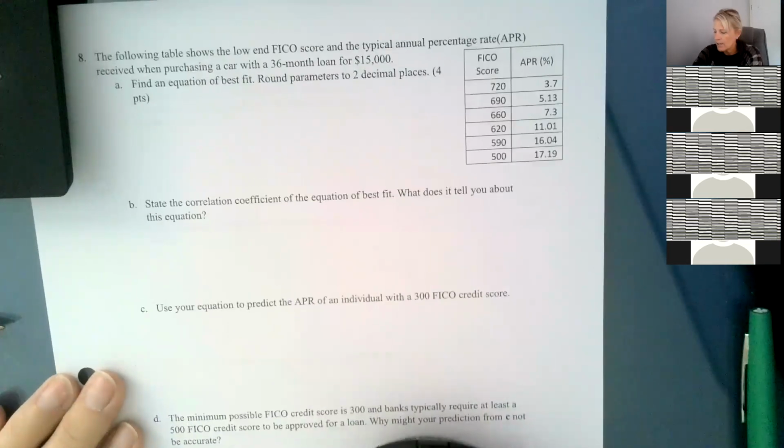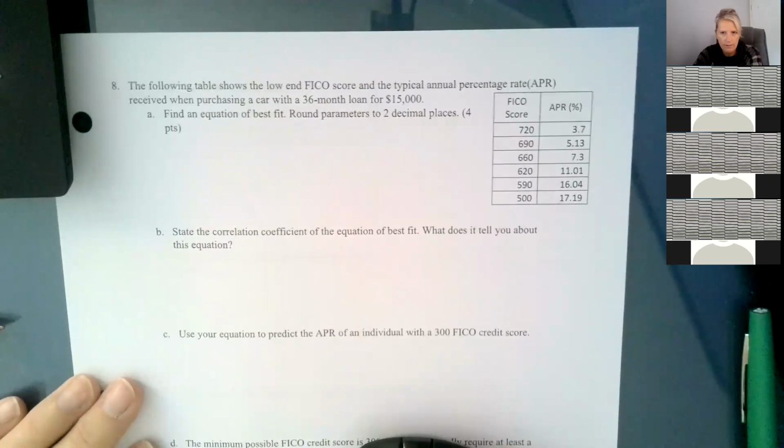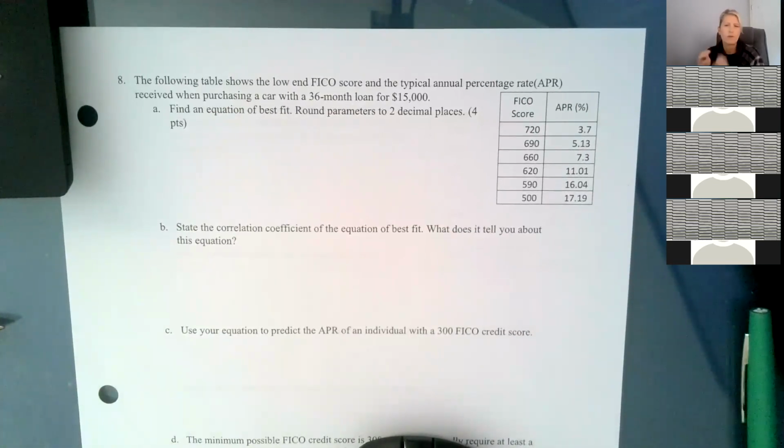Number 8 is looking at our FICO scores, which is your credit, right? Your credit score, to make sure that you have shown businesses that you are able to borrow money and pay it back without being late on your payments and all that good stuff. So it says your FICO score helps you get a lower interest rate. Usually when you have really good credit, you get a lower interest rate when you borrow money for houses and cars and such.